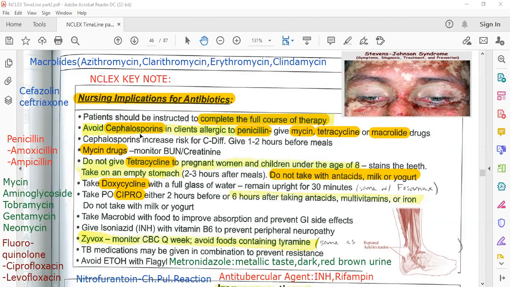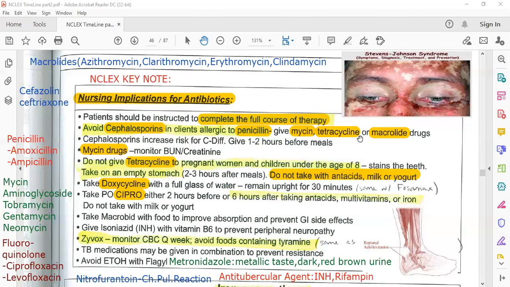They are also nephrotoxic, and they can cause thrombocytopenia, right? So now the question comes: if my patient has an allergy to cephalosporin or penicillin, what should you give them? You should give them mycin, tetracycline, or macrolide.